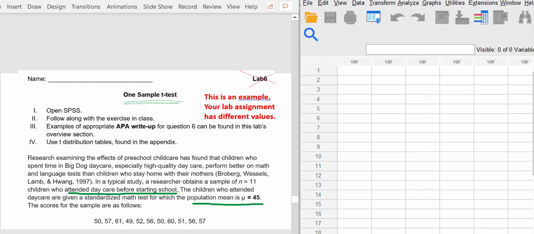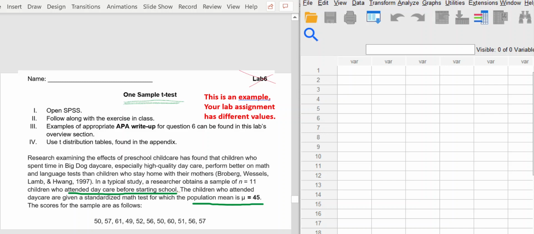Okay, so here is the question. Research examining the effects of preschool childcare has found that children who spent time in daycare, especially high quality daycare, perform better on math and language tests than children who stay home with their mothers. In a typical study, a researcher obtains a sample of n equals 11 children who attended daycare before starting school.